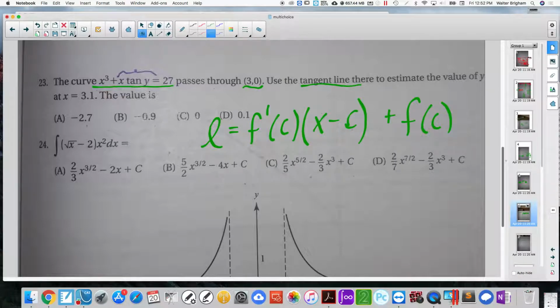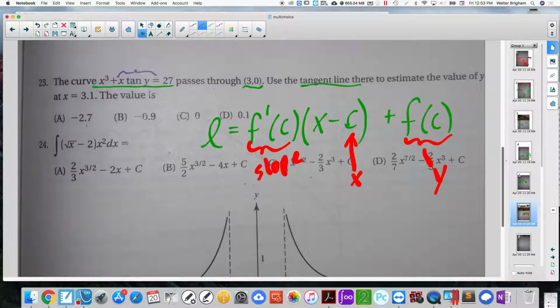And I'm just going to make a quick note on here. Depending on how the question is given to you, this right here is whatever x value they give you. This thing right here is whatever y value they give you. And this right here is the slope. Make sense? Okay. So now we've got to go and get those pieces we need.